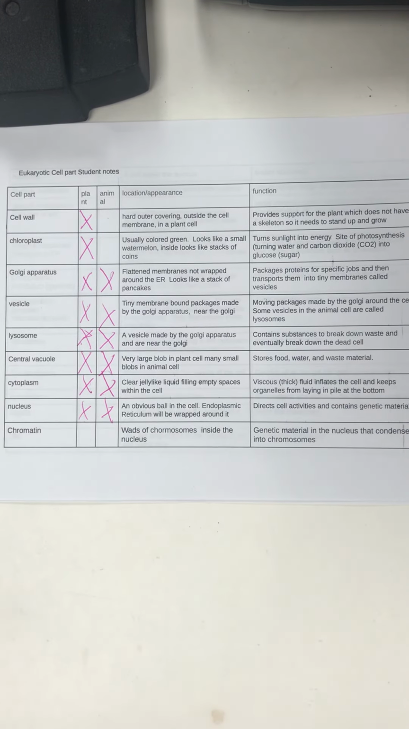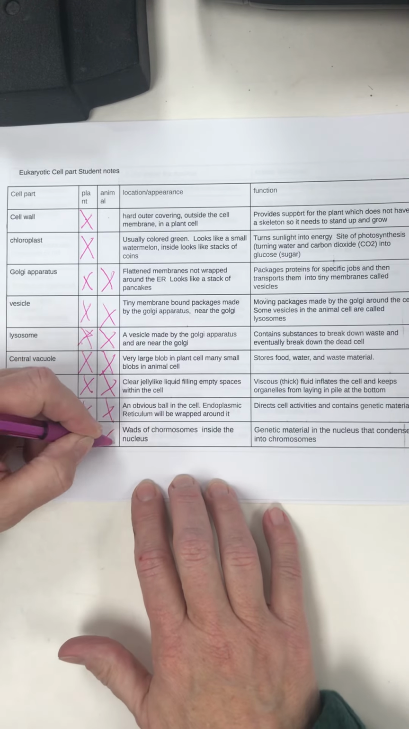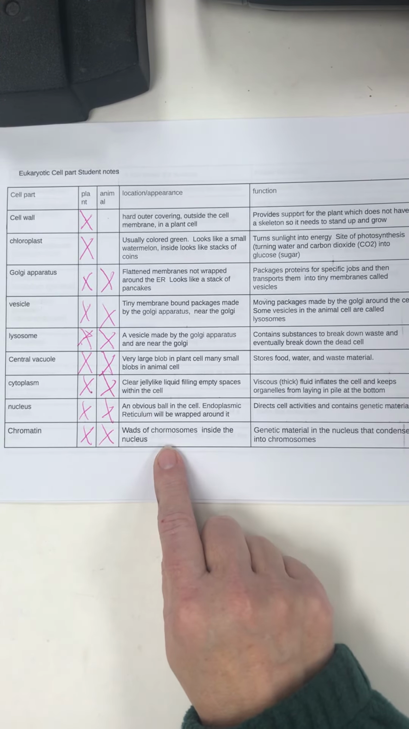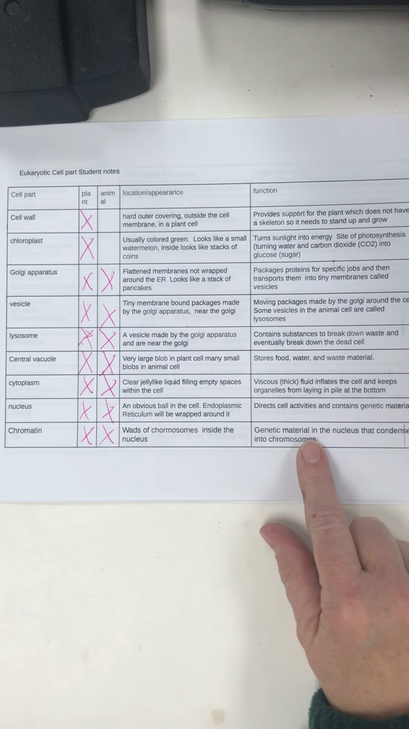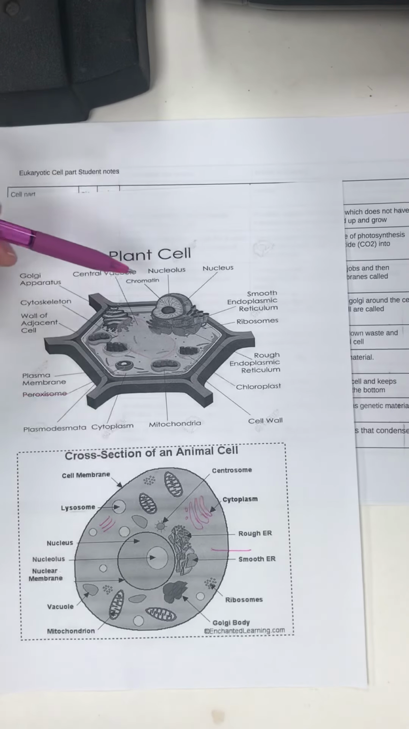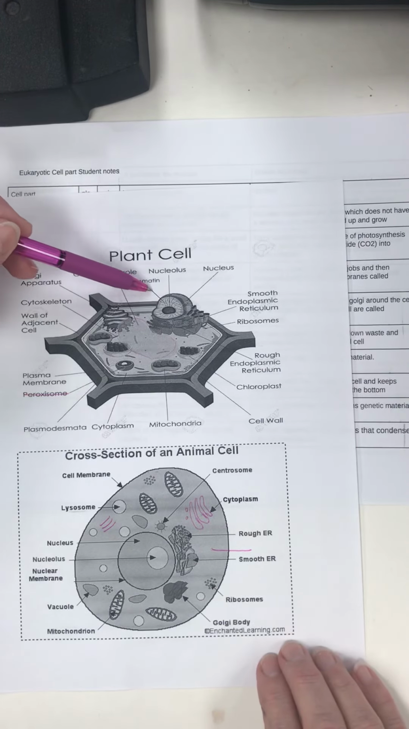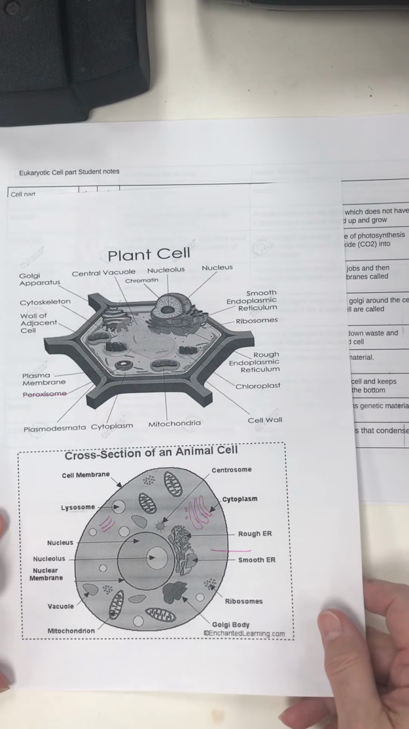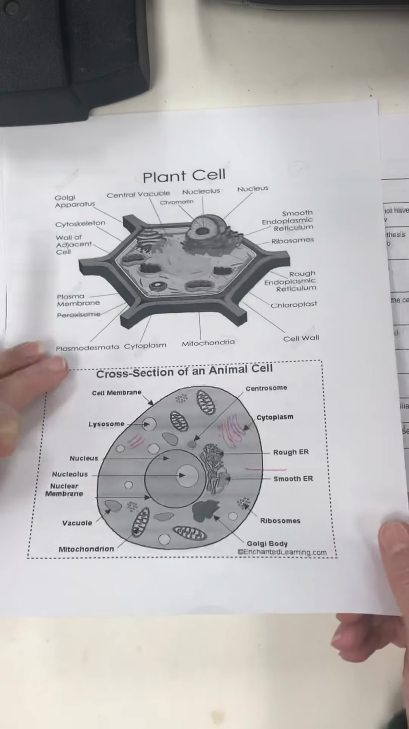Chromatin. Chromatin is in both. Chromatin are wads of chromosomes inside the nucleus. Genetic materials in the nucleus that condenses into chromosomes. So later when we talk about cell reproduction, we're going to look at the chromosome, see how it's pointing to these things inside the nucleus, this genetic material. But that's chromatin.